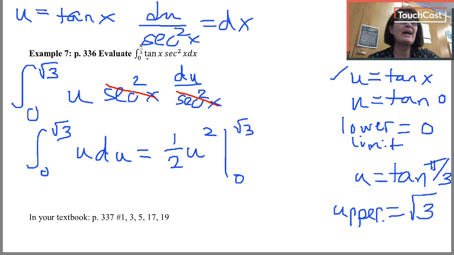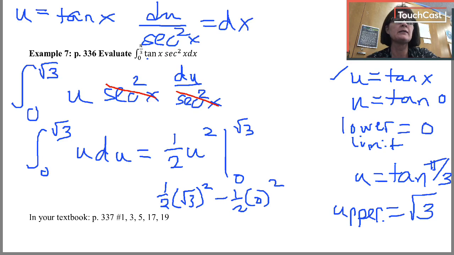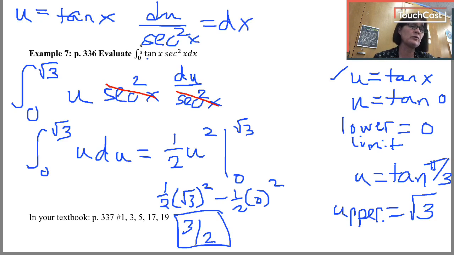So this is going to be 1/2 of radical 3 squared, minus 1/2 of 0 squared. It's going to be 3 over 2 minus 0. I'll get the same answer that I got before.